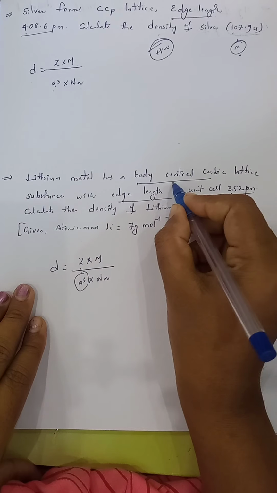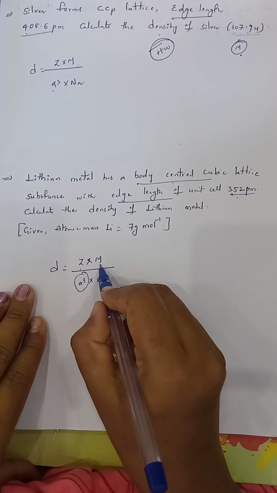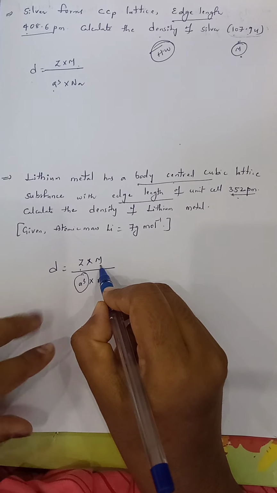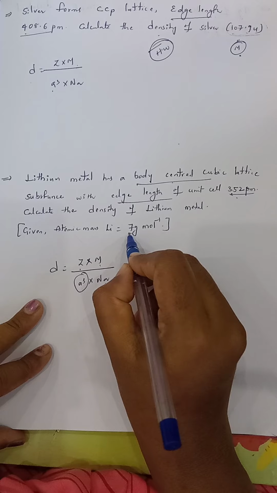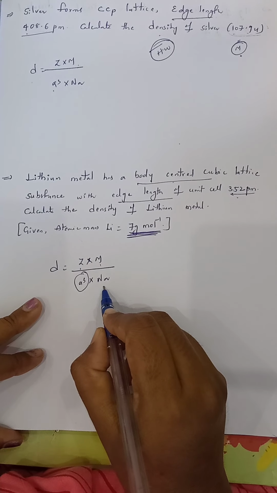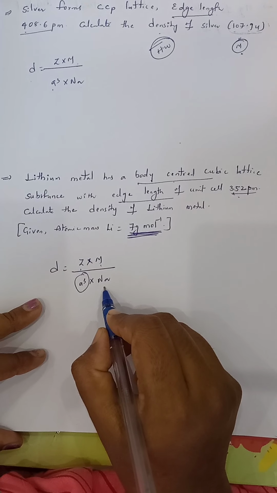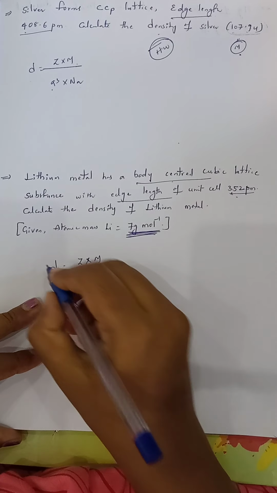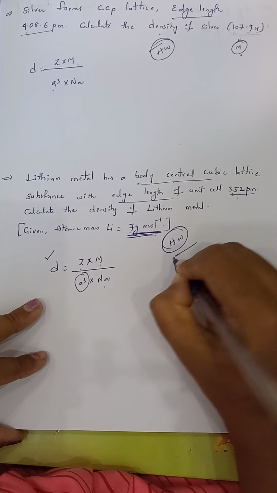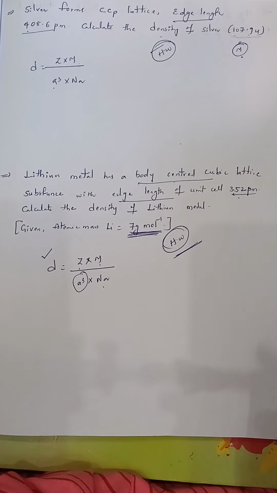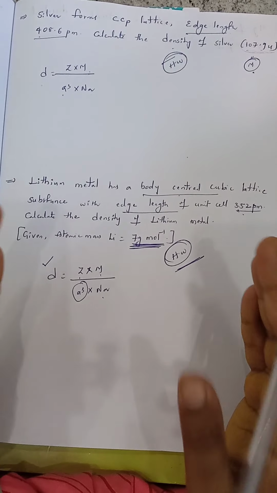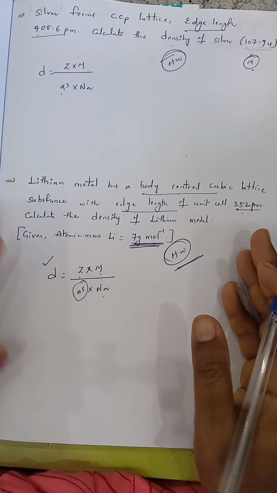Z value for BCC you know it is 2. Then m value is also given, that is 7 grams per mole. Na is a constant, 6.022 into 10 to the power of 23. Substitute all this and find out the d value. Even this is homework for you. So find out these two and send answers to me. This is about the most important concept you want to concentrate on in the chapter solid state.